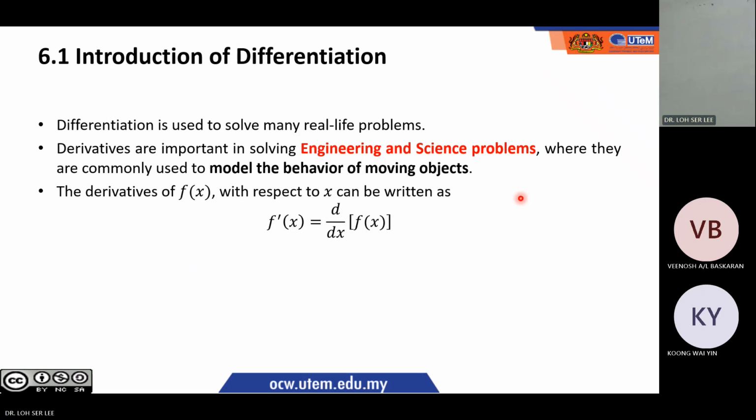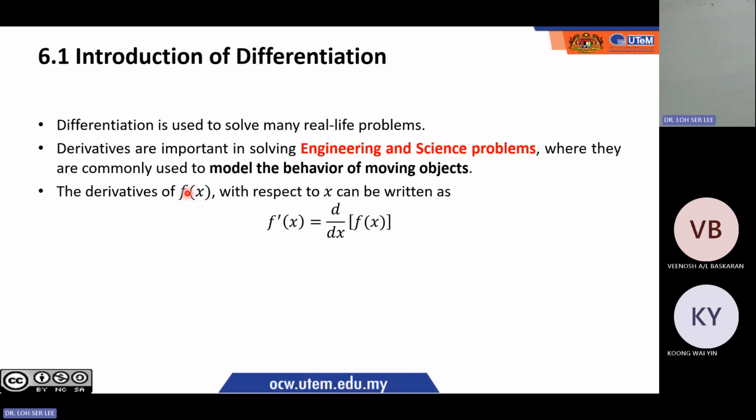Normally derivatives are common to model the behavior of moving objects: moving distance, velocity, acceleration. It's very common. This is the derivative f prime. In this EM1, you will just be exposed to a single independent variable; you have only x, everything in terms of x. In EM2, Sem 3, you will be introduced to multi-variable functions, in x, y, and x, y, z. But now we only focus on single variable, that means a function in x.